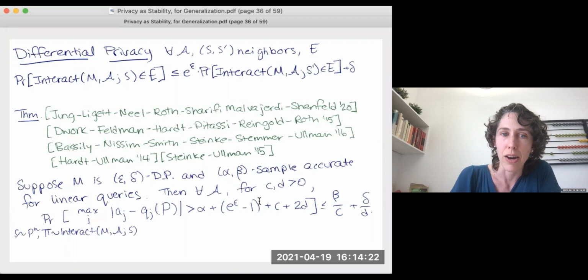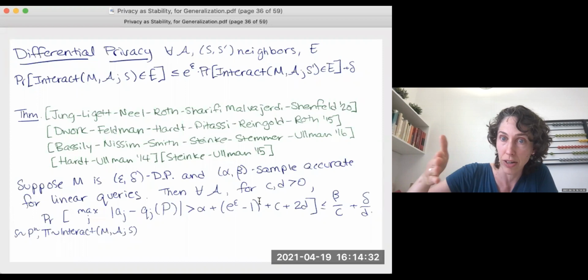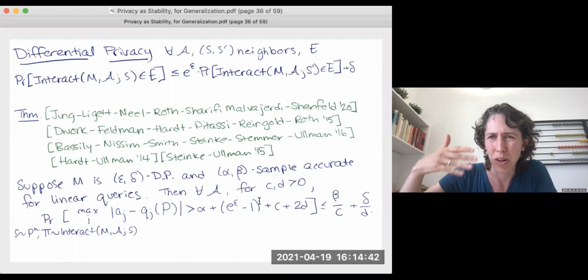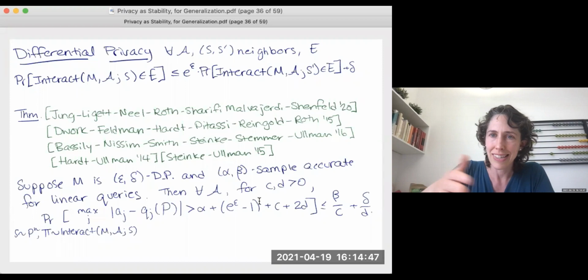Okay, let's parse where all these letters came from. The alpha is a term from the accuracy. It's the error term. The epsilon was this privacy multiplicative factor term. Think of e to the epsilon minus one as basically an epsilon for a small epsilon. So that's got an alpha, it's got an epsilon, and it's got a c and a d. Hold those for a second.